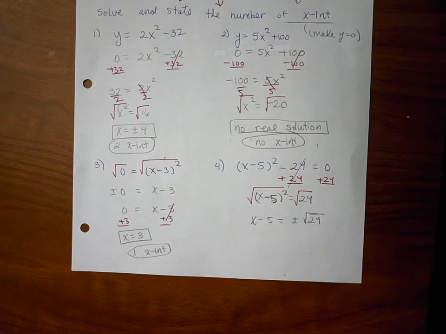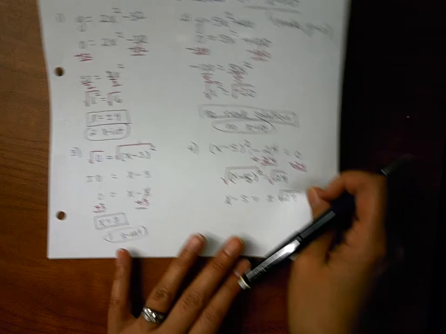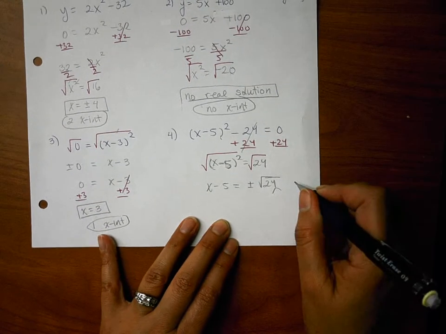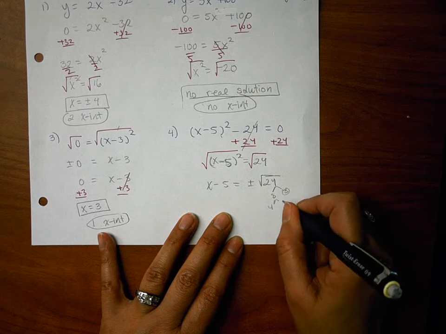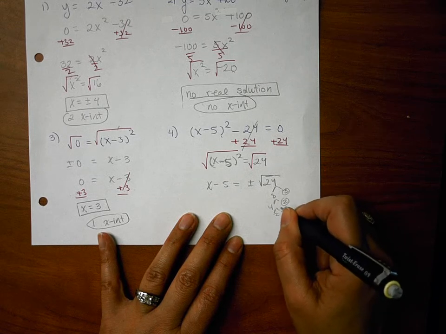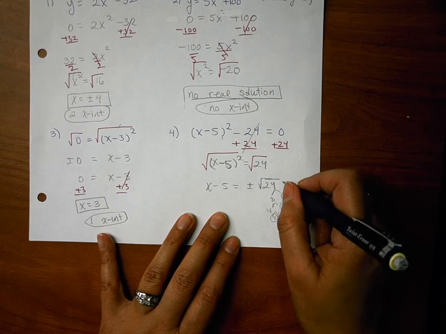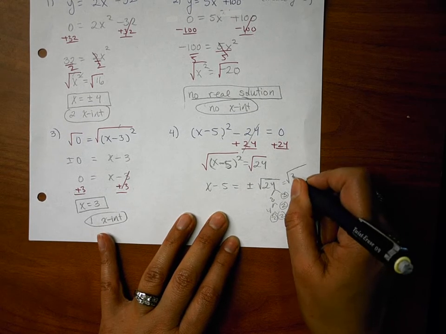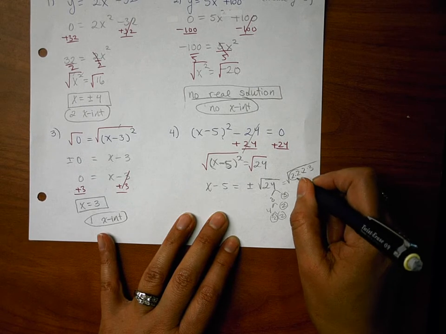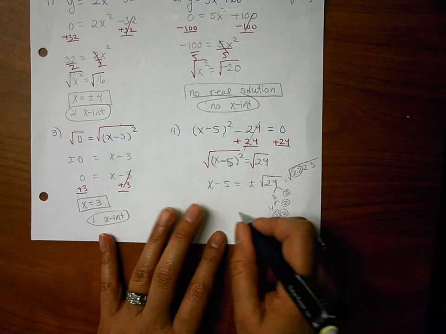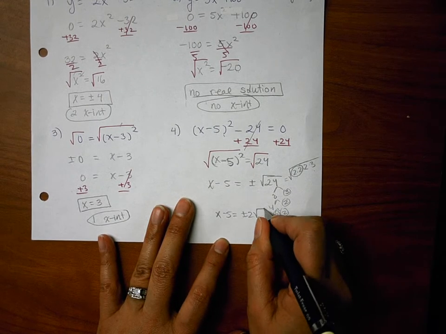Okay, now I am going to simplify plus or minus root 24 because I can break it down into its prime factors. 8 and 3, 4 and 2, 2 and 2. I have 2, 2, 2 and 3. I'm going to write that right here. 1, 2, 3 2s and 1 3. And only one set comes out, so it's 2 root 6. X minus 5 equals plus or minus 2 root 6.